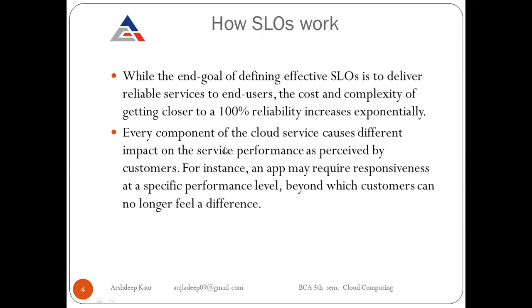Next is that every component of the cloud service has a different impact on the service performance. If we are using platform as a service, it has a different impact. If we are using infrastructure as a service, it has different working. If we are using software as a service, it has different working and performance. So every component of the cloud service has a different impact on the services. You have to choose the services according to your requirement and your business, whether you want to go for software as a service, platform as a service, or infrastructure as a service.